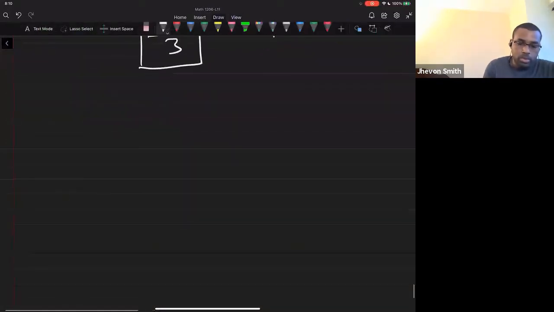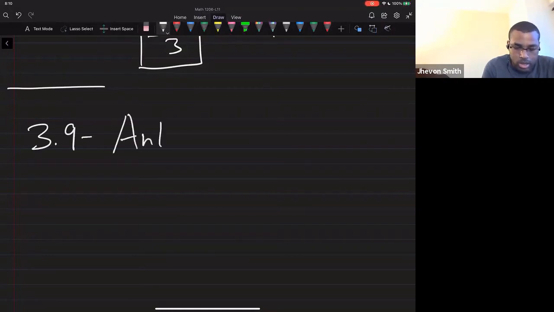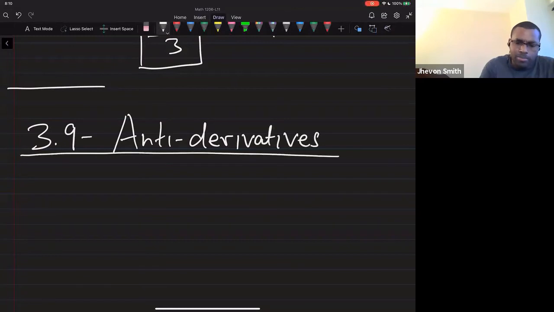Okay. So now what we're going to do is move on to the next topic, to start actually going back into our syllabus and try to follow the text for a little bit. We're going to do 3.9, which is antiderivatives. Hyphen is not always used, but sometimes.